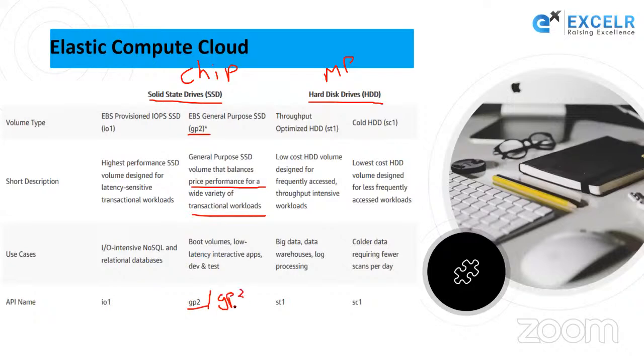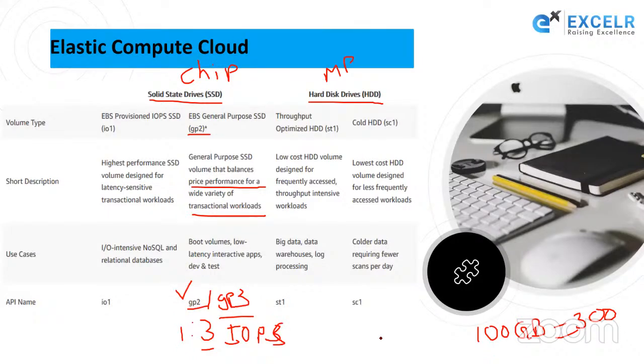The difference between GP2 and GP3 is that when you use GP2, you get a ratio of 3 IOPS per GB. What is that? IOPS is input output operations per second. This depends upon the size of the volume. So if I go for 100 GB, I'm going to get 300 IOPS. So 1 GB will give you 3 IOPS. And with this, if you need more IOPS, you need to increase the size of your GP2.